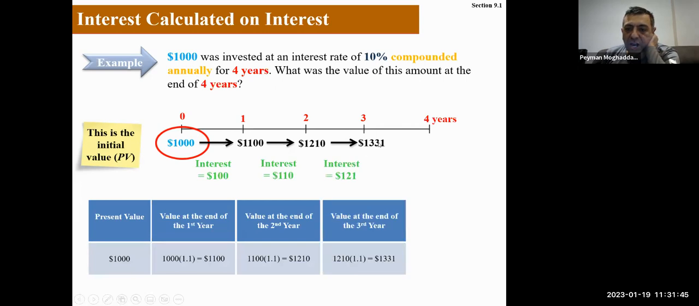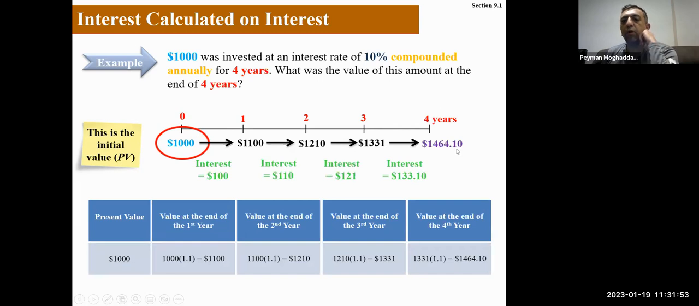10% of this is going to be $121, and added to this it is going to be $1,331, and 10% of this is going to be $133.10. Added to this it is going to be $1,464.10. Okay, so that's the value of the money you get after 4 years. But if it was simple interest, just 4 times 10% is going to be $400, and with the $1,000 it is going to be $1,400. So you gain $64 more when you do it compounding. Okay.